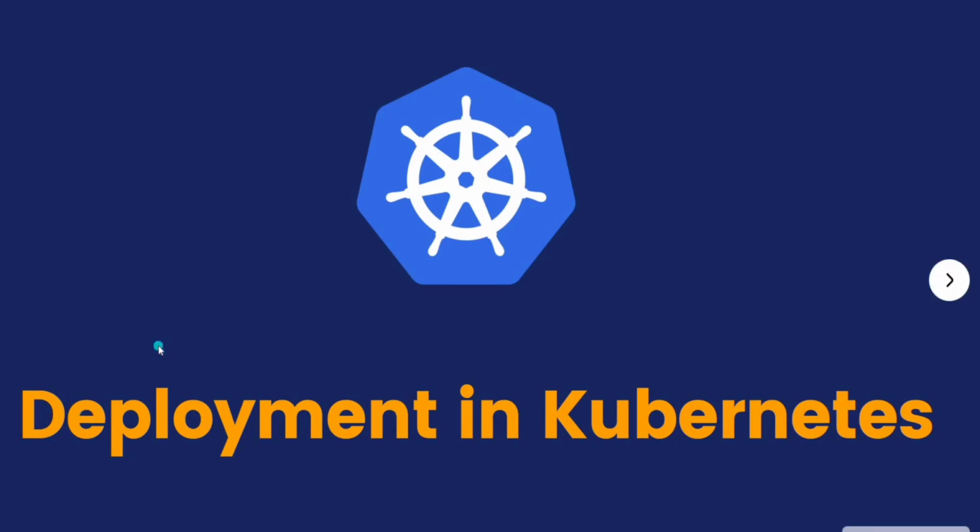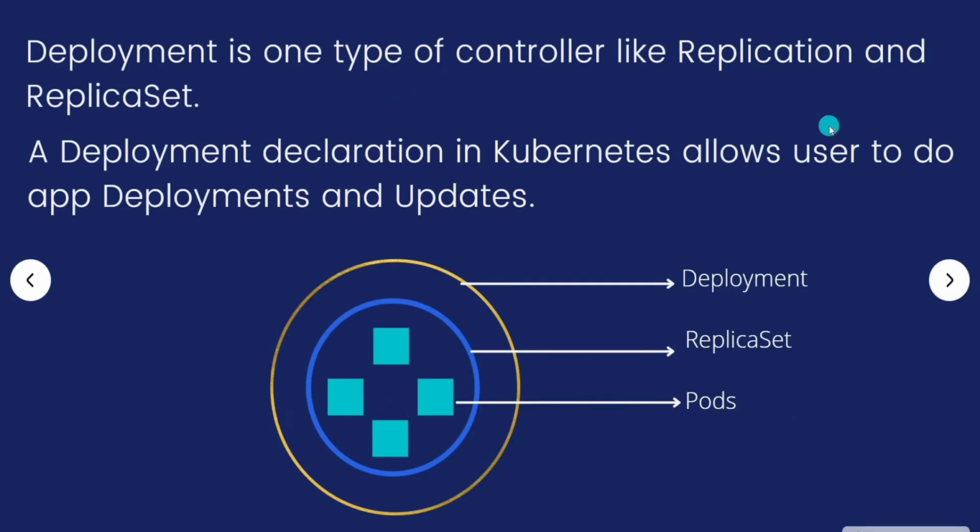Hi guys, welcome to DevOps tutorial, and in this video lecture we are going to learn deployments in Kubernetes. Deployment is one of the types of controller, like the replication controller and replica set that we have learned. We can use a deployment if we want to deploy any application onto the server. Deployment is a wrapper of the replica set, as we can see in the picture.